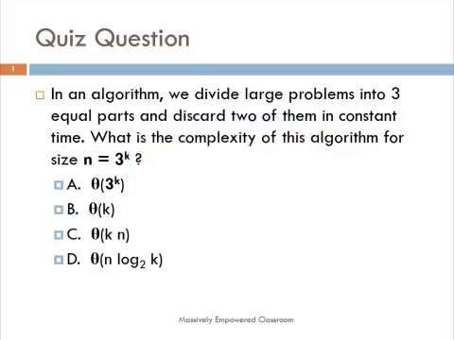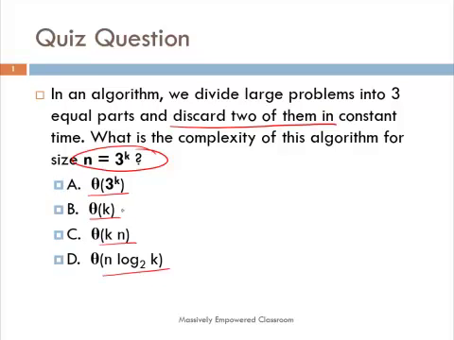So let us look at a quiz question. Here we have a divide and conquer algorithm that divides a problem into 3 equal parts instead of 2, and each time it divides the problem, it's able to discard 2 of the 3. So only 1/3 of this problem needs to be considered. What is the complexity of this algorithm? For convenience, n is given to be a power of 3. n is 3 to the power of k. So is it theta of 3 power k, or k times n, or n log k?